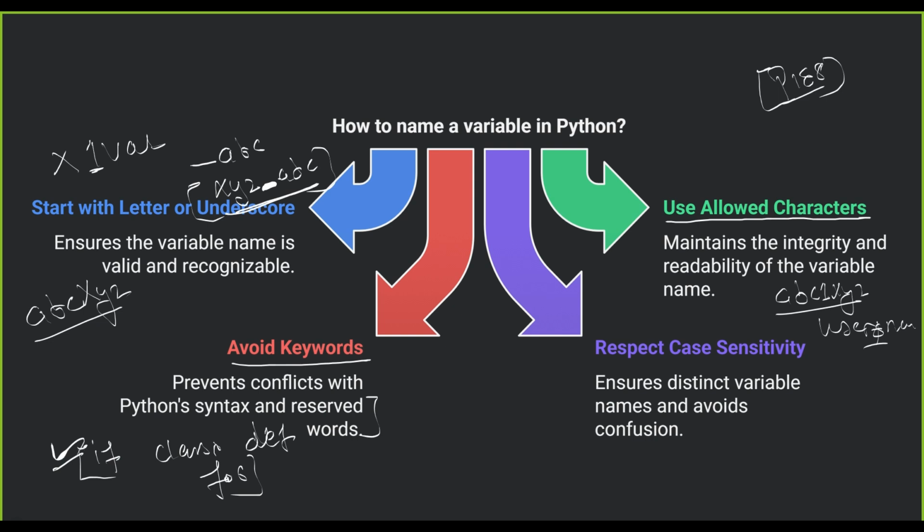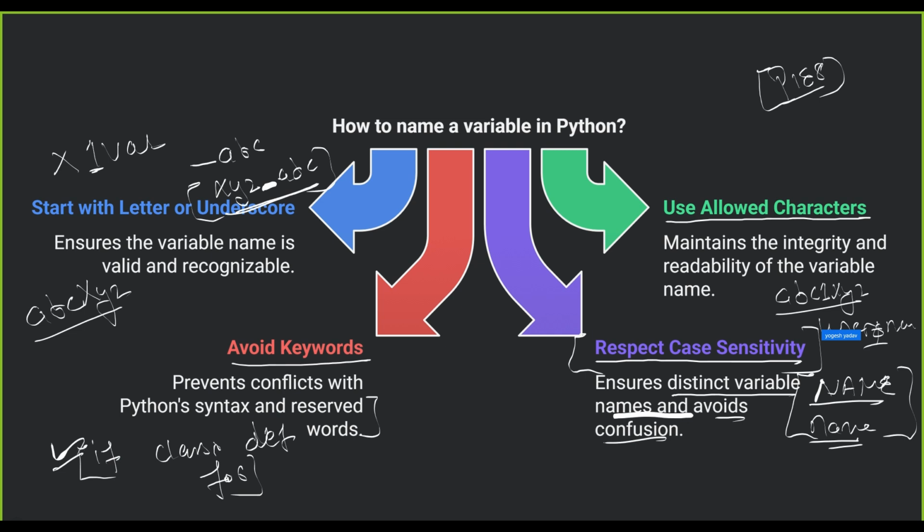Another thing is case sensitivity. It ensures distinct variable names and avoids confusion. Whatever variable we declare, suppose you write name with a small n and Name with a capital N, these are two different variables. They look the same, but they are two variables. So Python is a case-sensitive language; capital and small letters matter.